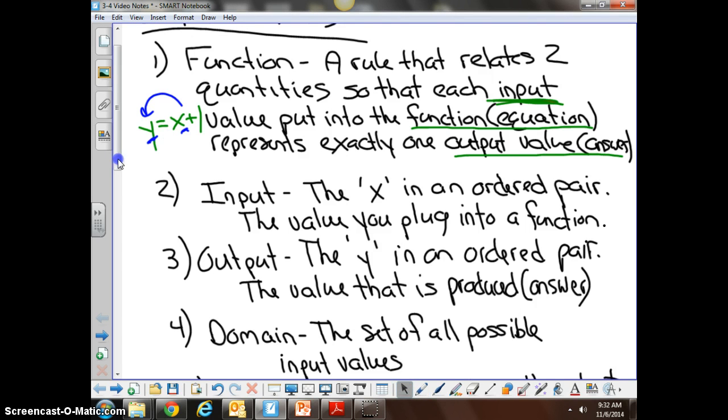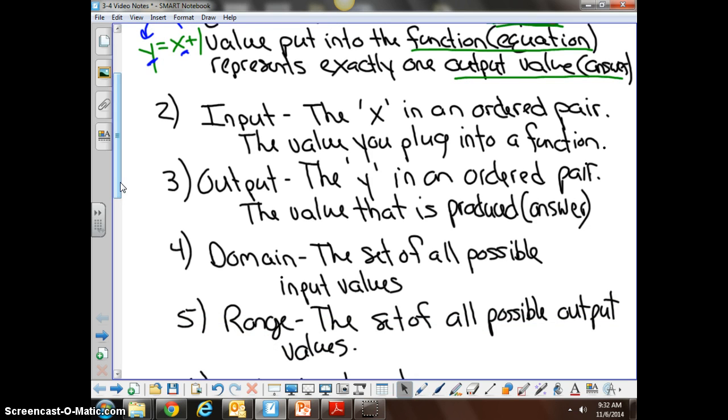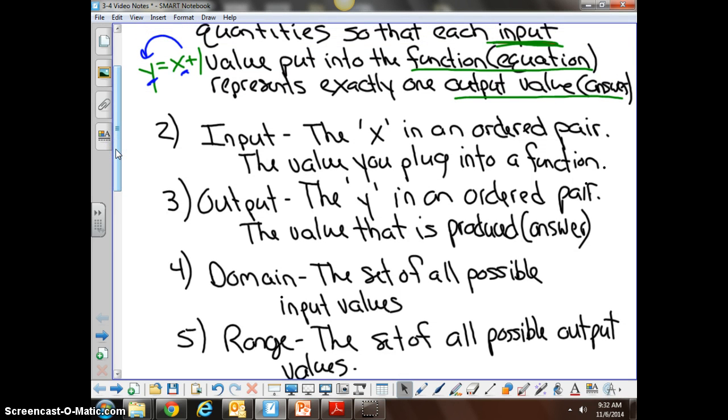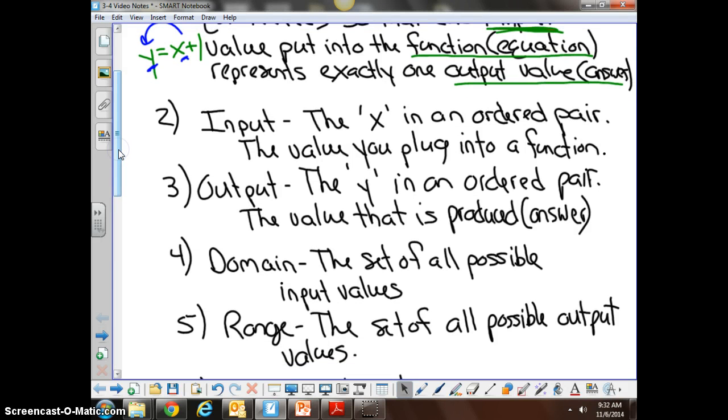Number 4, domain. Domain basically is the x. It is the set of all possible input values. If you'll remember back to our last lesson, I said you had to actually put in 3 different inputs, or 3 different values for x, in order to graph an equation. So you're going to have a domain, or all of the possible input values, which are all of the possible x values. Range then would be the y values, the set of all possible output values. When you plug in x, a lot of times, most of the time, not all the time, the y will change, so the y or the range would be your outputs.